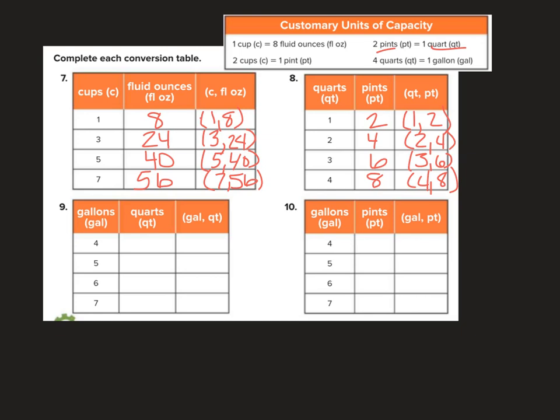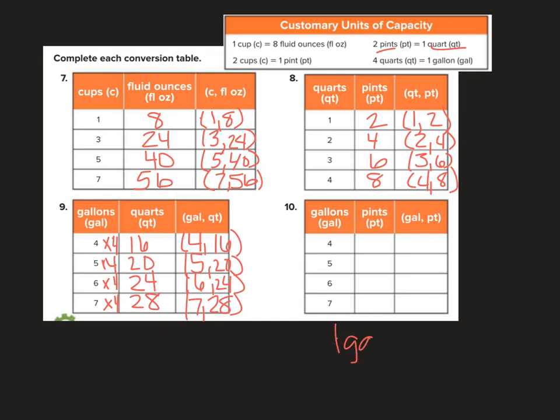Gallons to quarts. 1 gallon equals 4 quarts. So that means I'm multiplying by 4. 4 times 4, 16. 5 times 4 is 20. 6 times 4 is 24. 7 times 4 is 28. Boom, there it is. I hope you're as amused by this as I am. My magic editing skills.